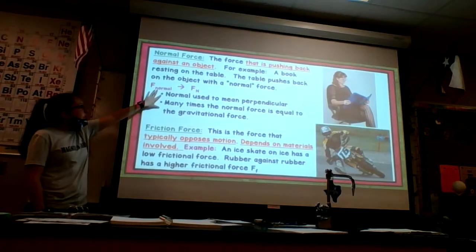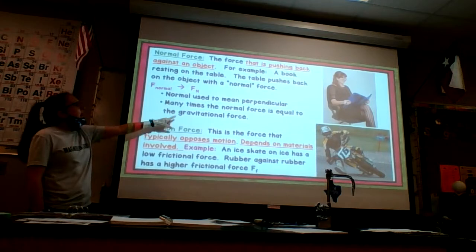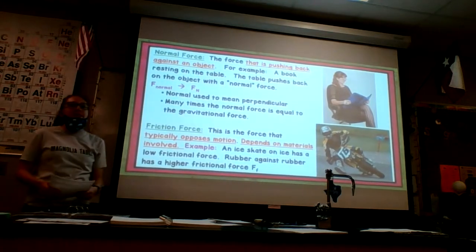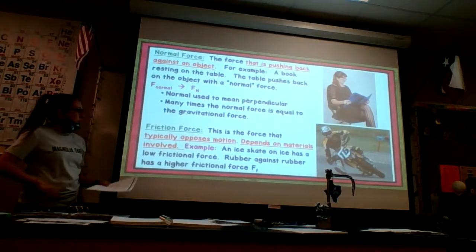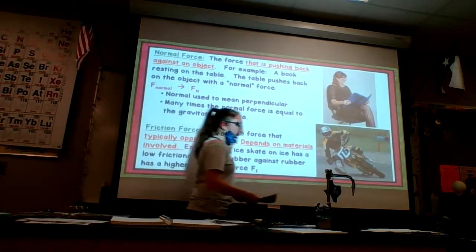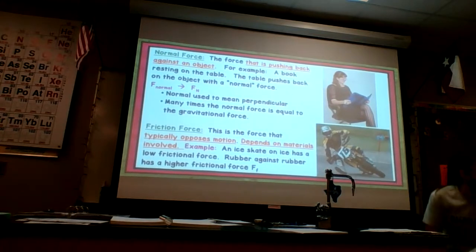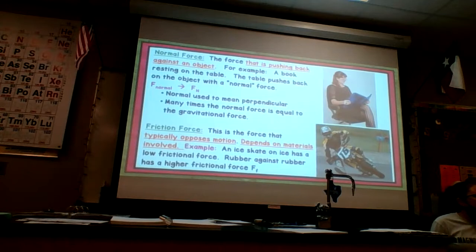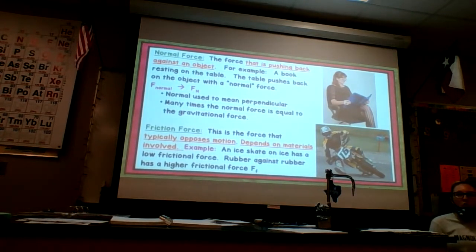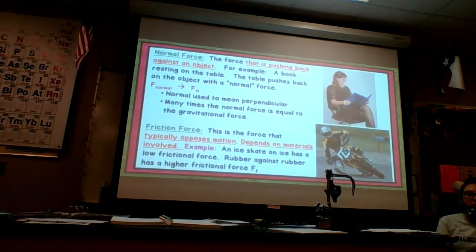It gives us a few points here. Normal used to mean perpendicular. Many times the normal force is equal to the gravitational force. An example of normal force is if I'm sitting in this chair. If normal force didn't equal out gravitational force, I would fall through the chair. But there is a normal force applied by this chair that's keeping me level and stable.